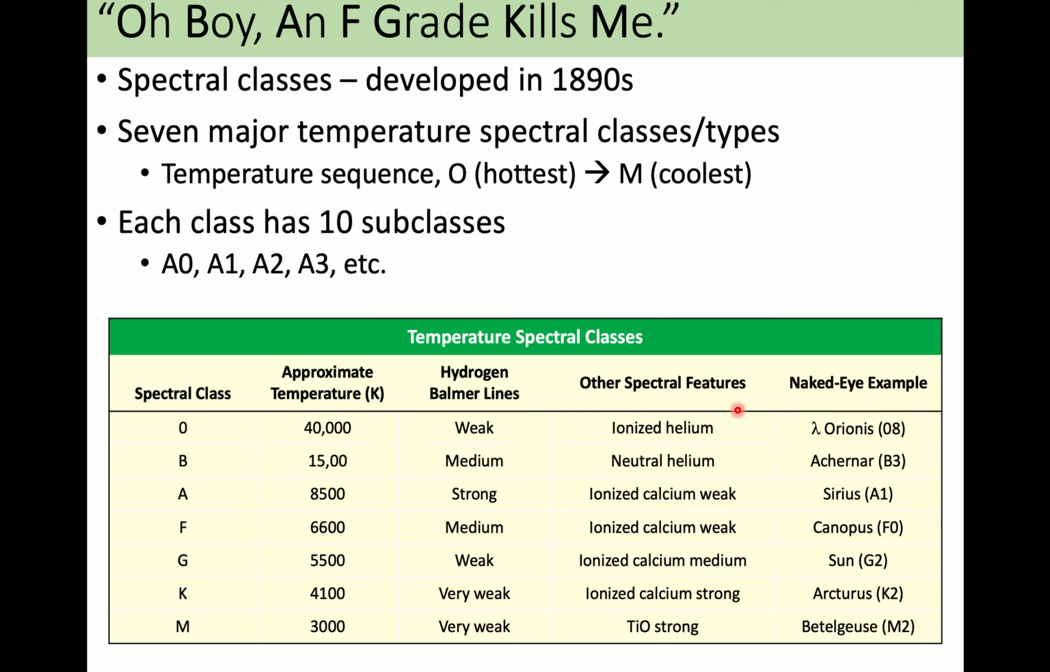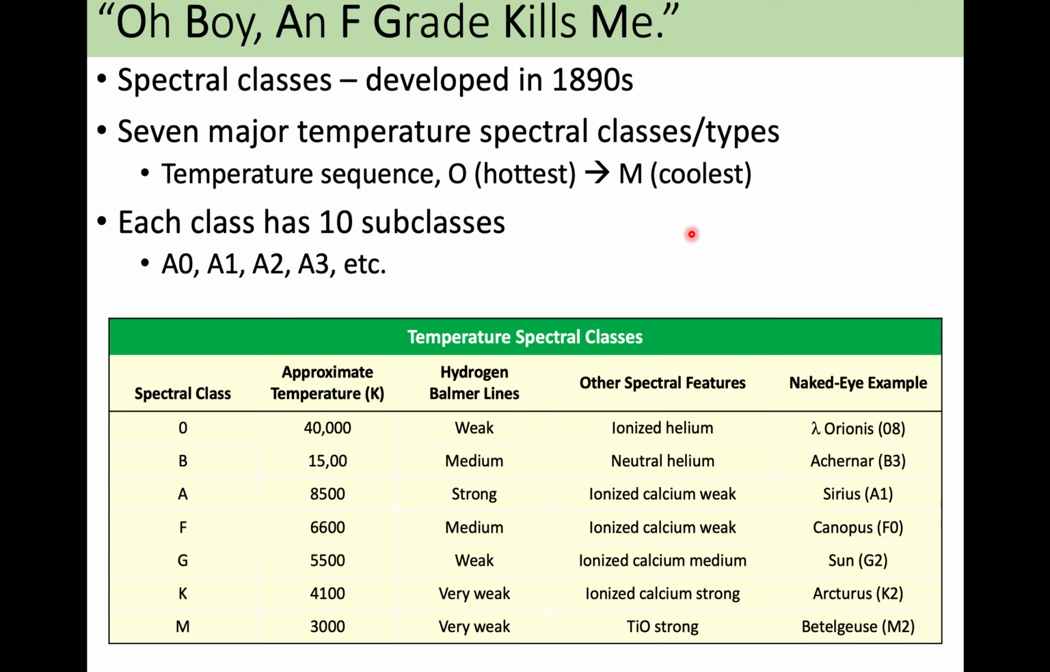So when we think about our Balmer lines, astronomers in the end of the 1800s developed what were called spectral classes. So there's 7 classes or types, spectral classes, that are according to temperature. So it goes spectral class O, B, A, F, G, K, M, from hottest to coolest. So we like to use the phrase, oh boy, an F grade kills me, to remember O, B, A, F, G, K, M, from hottest to coolest.